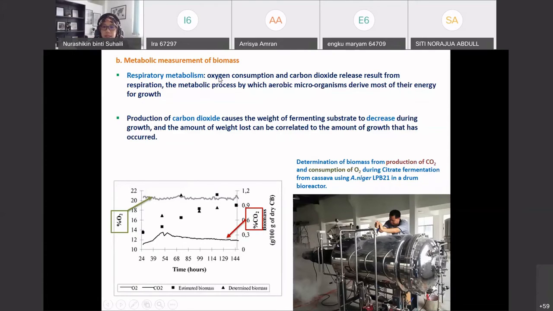Okay, so if the oxygen is consumed, this is an indirect method, right? In the first LU, I taught about different ways to measure the growth of microbes, direct and indirect methods. So this is under the indirect method. So for aerobic cultures, we can observe this kind of machine or reactor, it has an inlet for the oxygen, for the aeration.